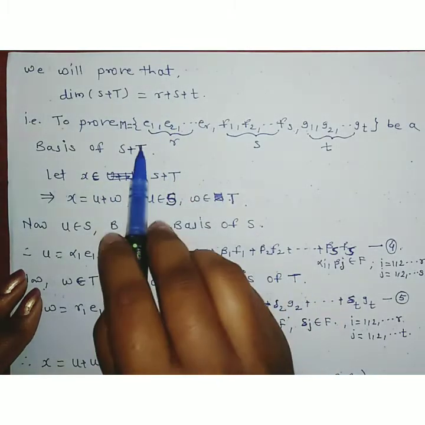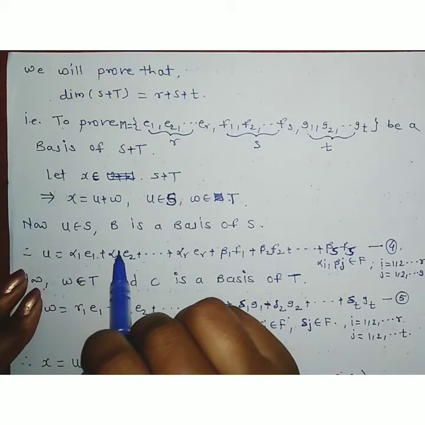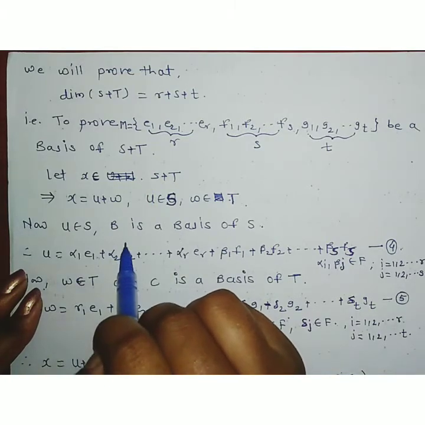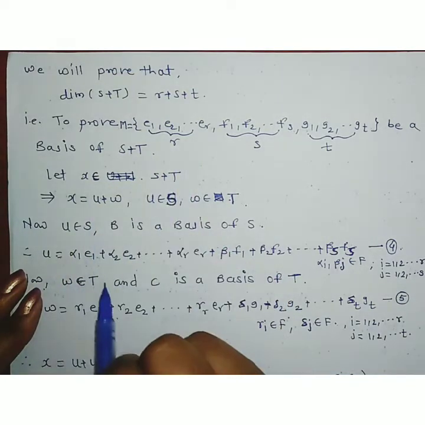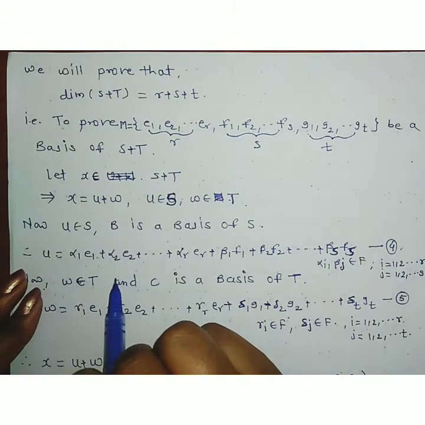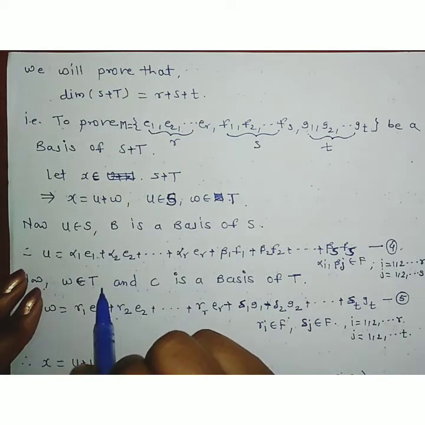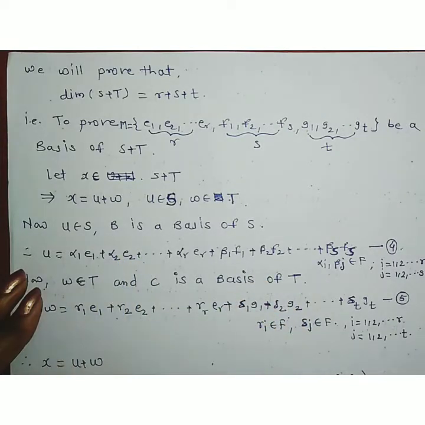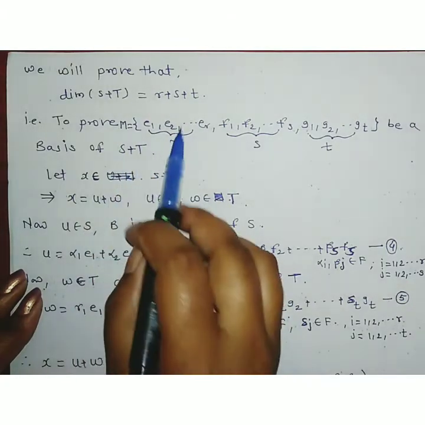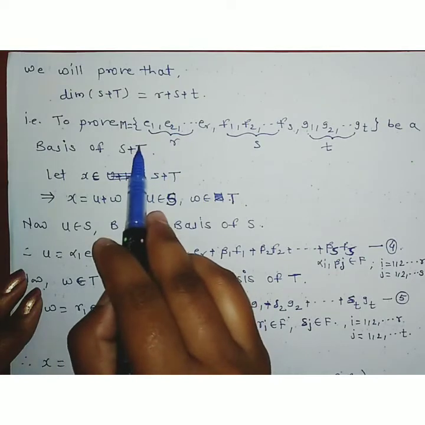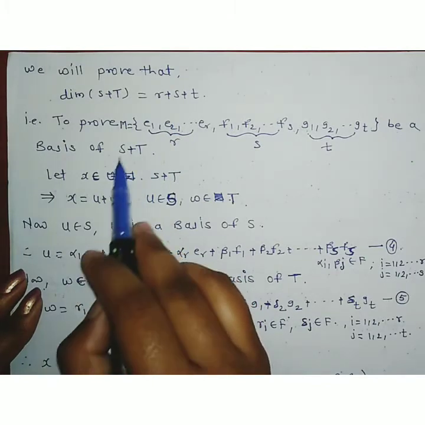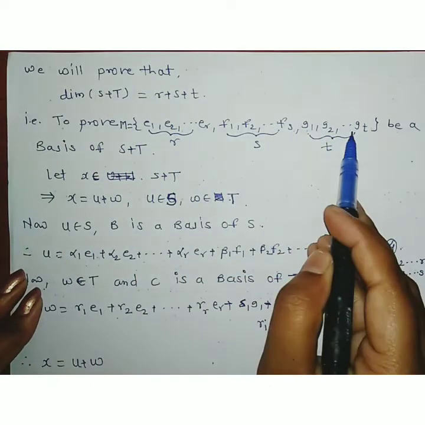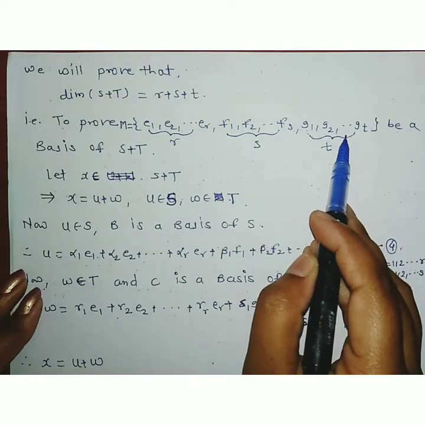Now, what are the conditions for showing a basis for S plus T? First of all, we have to show that this set spans S plus T, and the second condition is that this set should be linearly independent. The condition for showing that a set spans is that we consider any vector in S plus T and show that it can be expressed as a linear combination of these vectors. This is the condition for a spanning set.